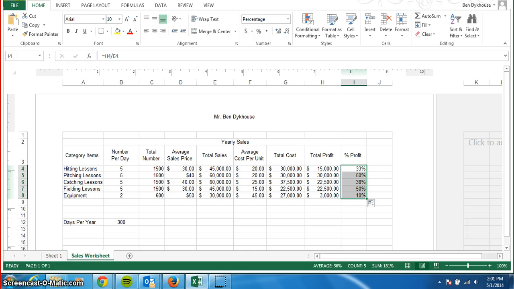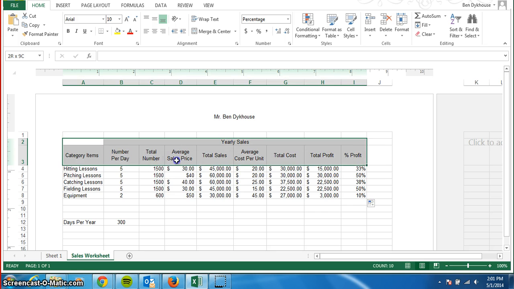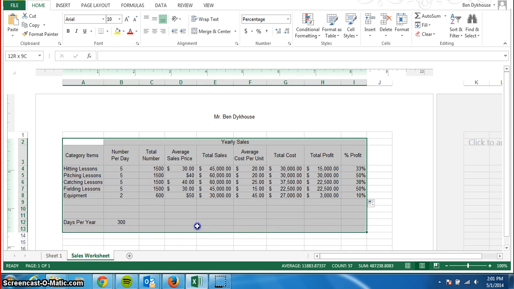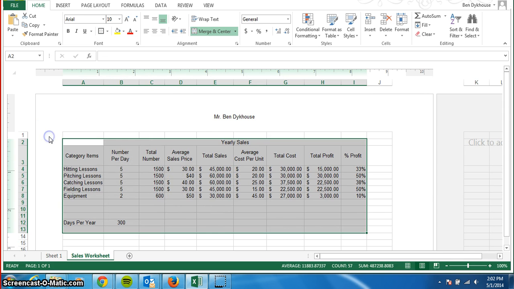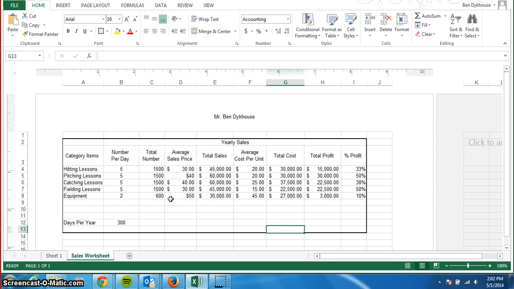All right, here's number 24. Go ahead, Eric. Format the sales worksheet with borders and fill colors. So nothing all that special, but put a border all the way around it. So I'm going to do a thick box border around the outside. There it is. Yeah, so I just highlighted the whole thing, and I used this right here.